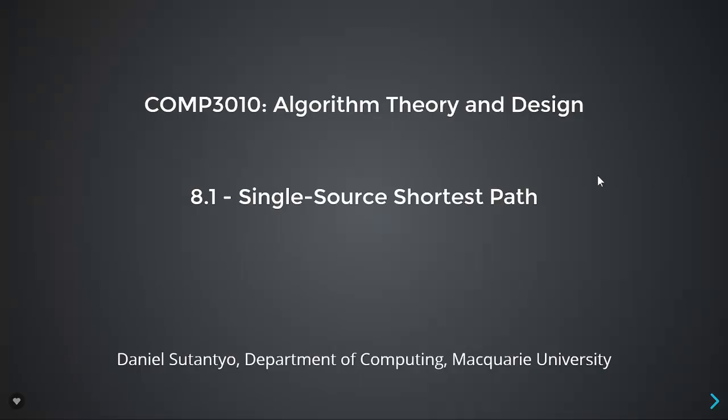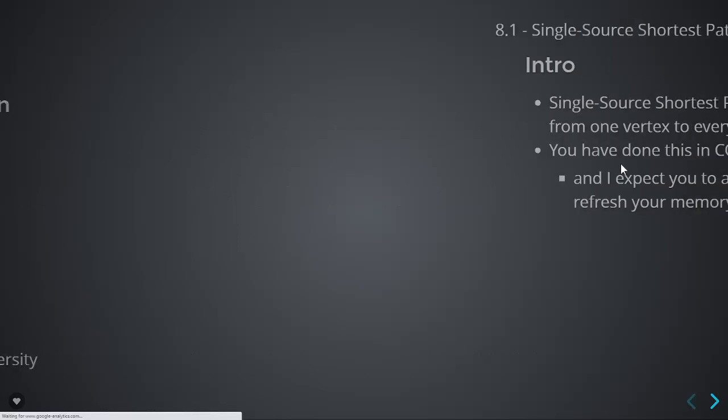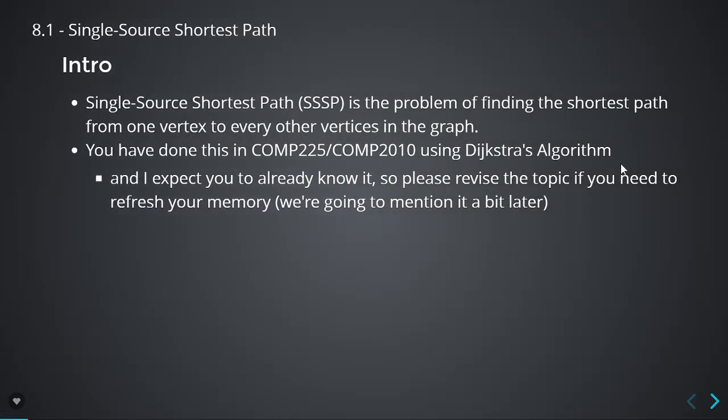Hi all. For the rest of the week, we are going to be talking about ways to find the shortest path between vertices in a graph. And we are going to start with the single source shortest path problem, which is the problem of finding the shortest path from just one vertex to every other vertex in a graph.